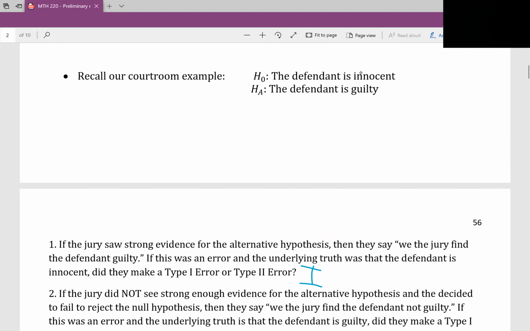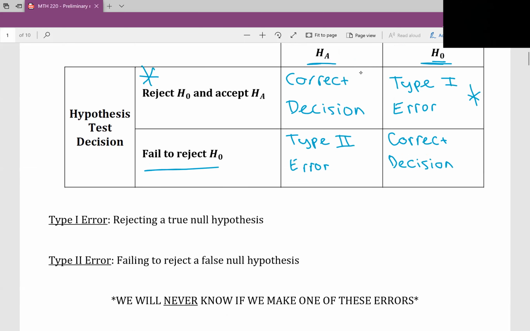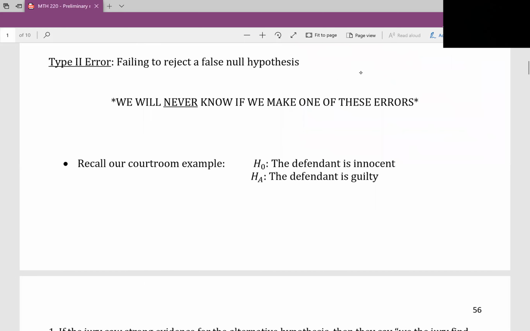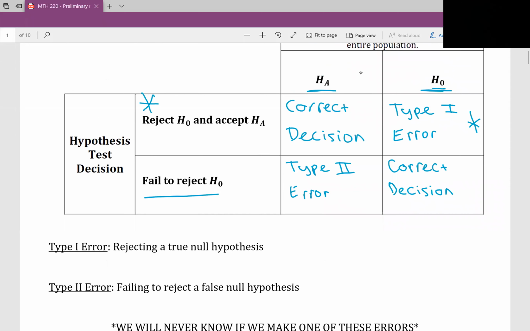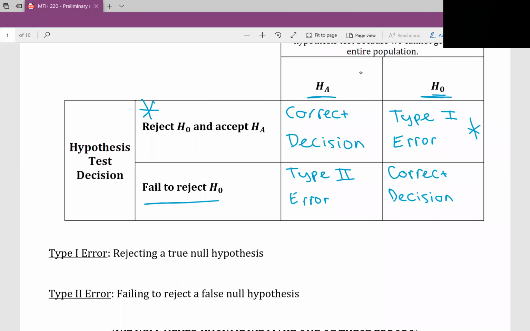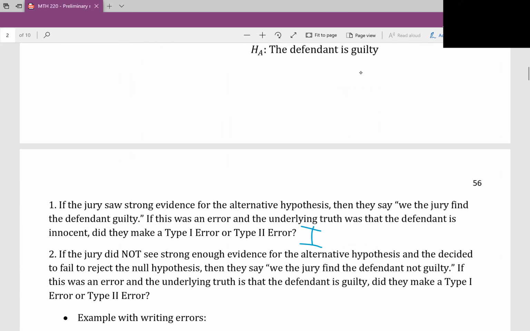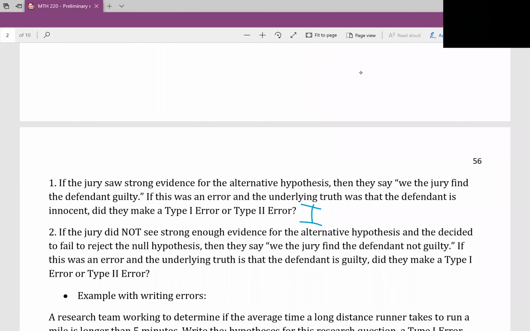So when we fail to reject H0, we've got one of two options. We potentially made a correct decision if H0 is the underlying truth, or we made a type 2 error if HA is the underlying truth. That works the same for rejecting H0 and accepting HA. We either made a correct decision or a type 1 error in that case. So if we fail to reject a false null hypothesis, that means we made a type 2 error.